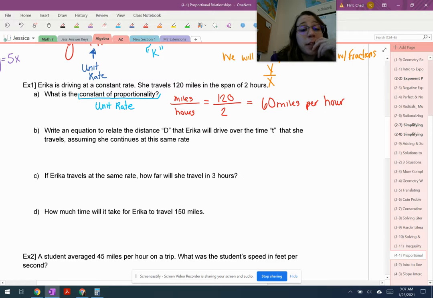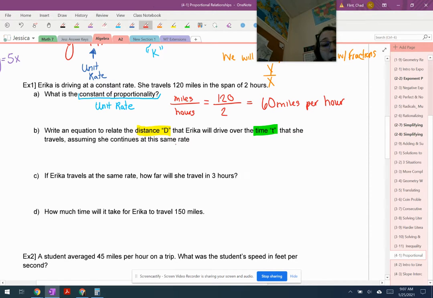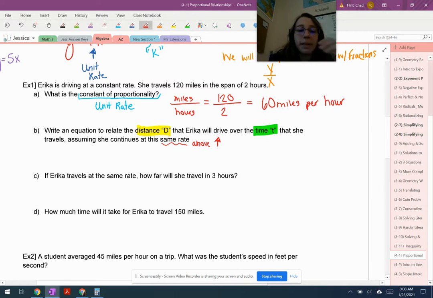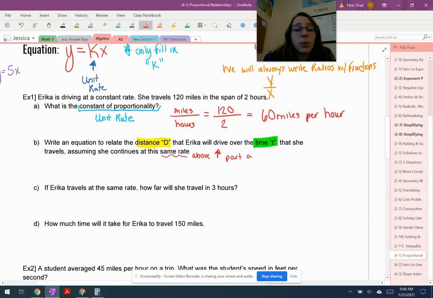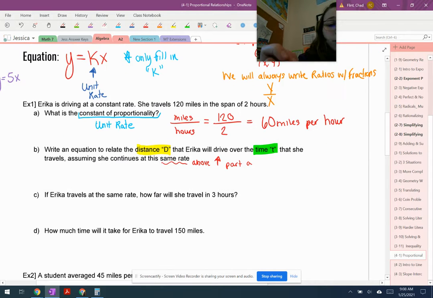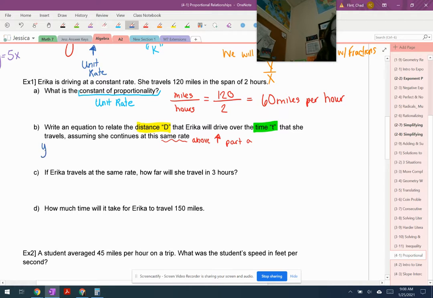Part B asks me to write an equation to relate the distance, d, that Erica will drive over the time, t, that she travels, assuming she continues at the same rate. And when they say at the same rate, they mean the rate above in part A.